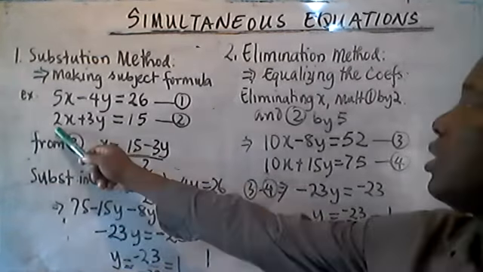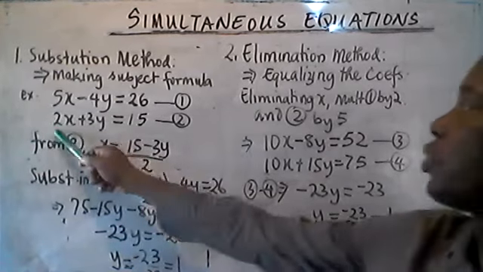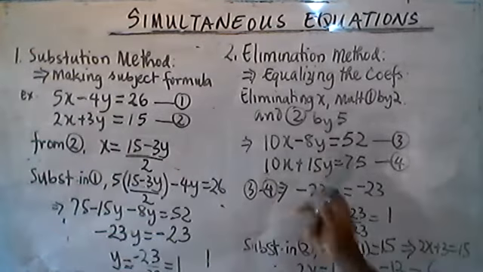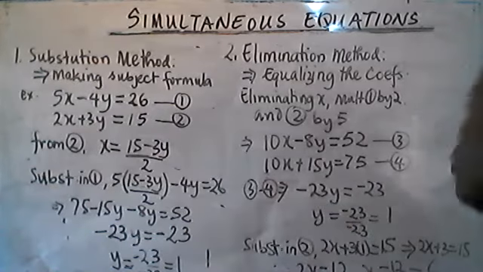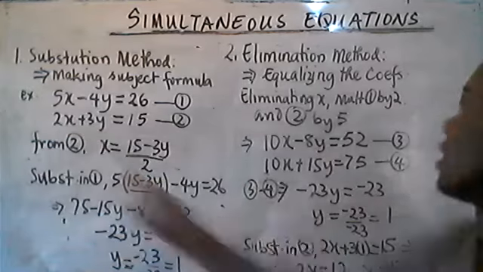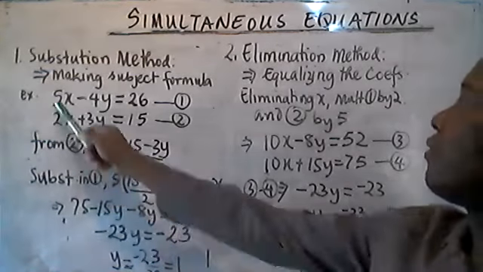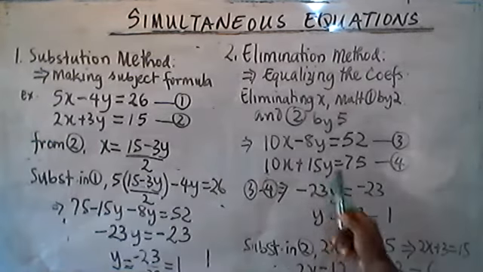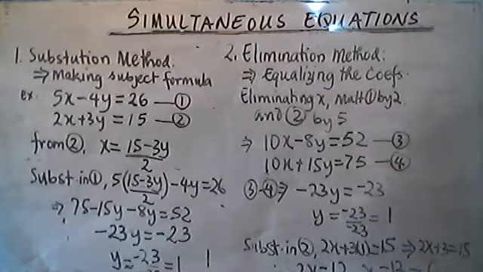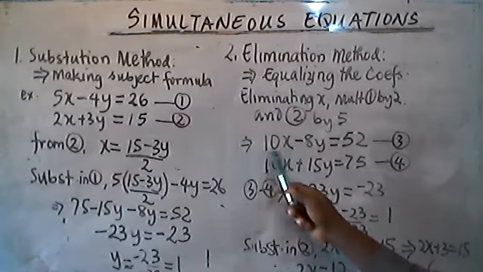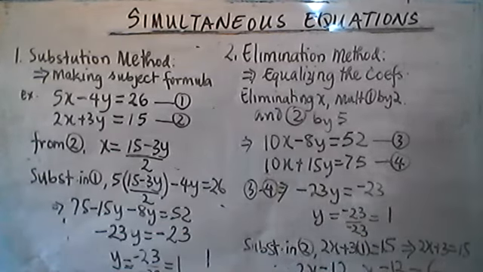We are taking 2 to multiply equation 1. So 2 times 5x is 10x, minus 2 times 4y is 8, minus 8y, equals 52. Then 5 times 2x is 10x, plus 5 times 3y is 15y, equals 5 times 15 is 75. Each of them becomes equation 3 and equation 4 respectively. Then you will notice that the coefficients of x in the two equations are the same.